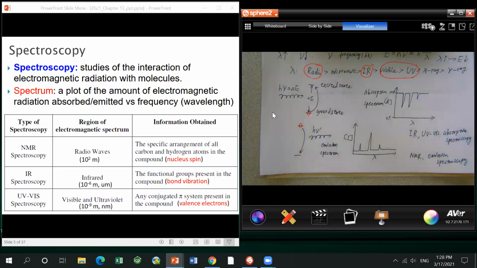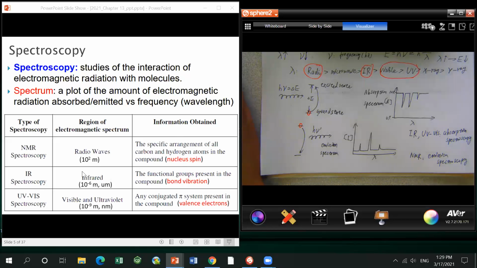So here is a little bit of an outline: what kind of information can be provided by each spectroscopy. For NMR, it's just radio frequency, radio wavelength, so pretty low energy. This energy can only change the spin of your nucleus, and it can provide information about what kind of carbon and what kind of hydrogen are in the molecule. Very useful.